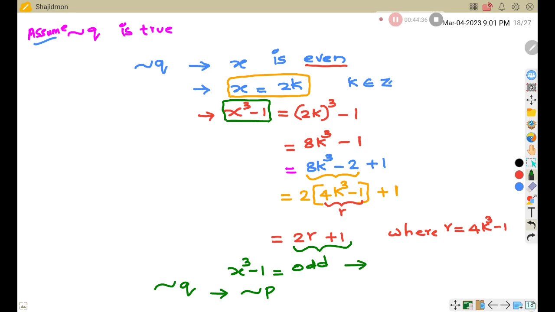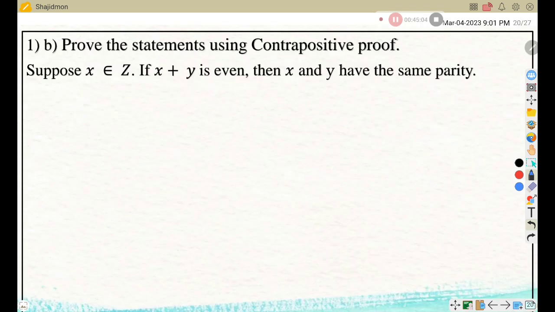This means x power 3 minus 1 odd means negation p is true, correct? So negation q implies negation p, correct? That means, what is the meaning? p implies q. That is the proof of that statement by using the contrapositive method. Hope you understood this question. Okay, you can try, you can practice that. Okay, now let me go to the next question.